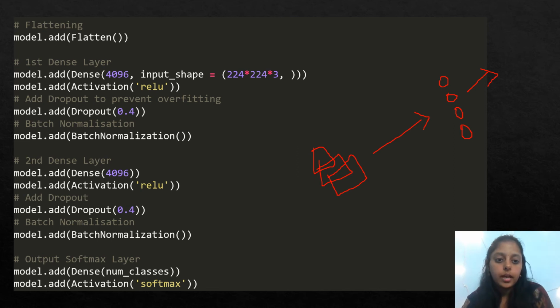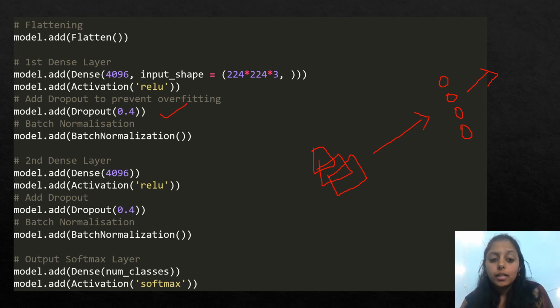So first, we add a dense layer. What is a dense layer? It is nothing but the neurons of the previous layer being taken as the input to the next layer. And here we have the activation function ReLU, and we add dropout, as we have discussed, to prevent overfitting. In the same way, we have the second and third dense layers.